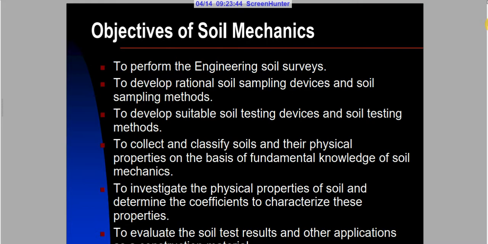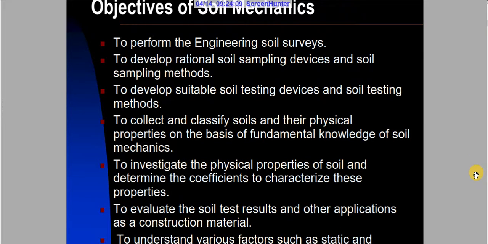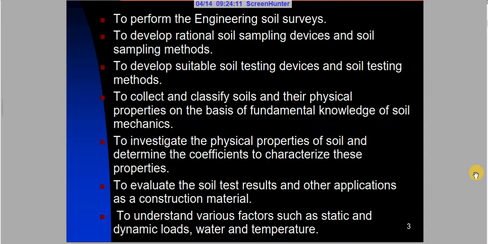Again, we emphasize, like I said, classifying the soils and giving some fundamentals. We're trying to look at some physical properties of soils, to investigate these properties and determine their different coefficients and characteristics, and to evaluate the soil testing results and some applications we'll do later on.